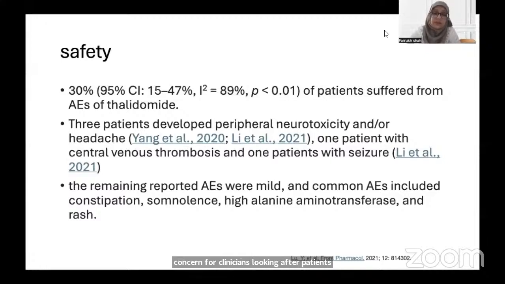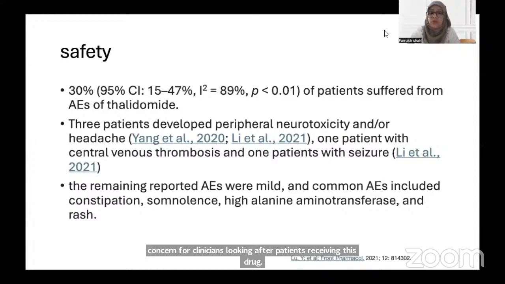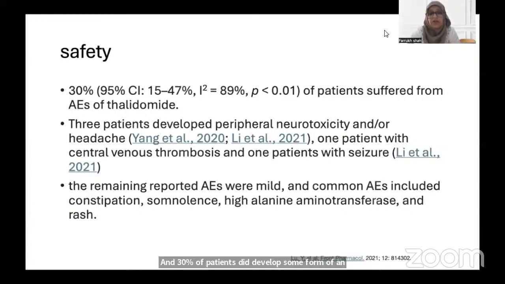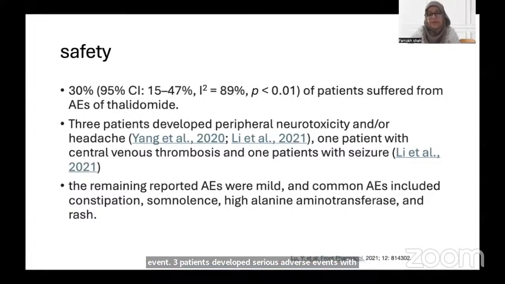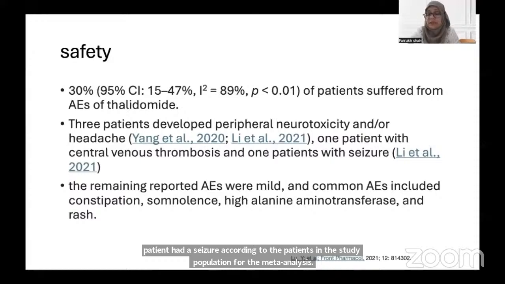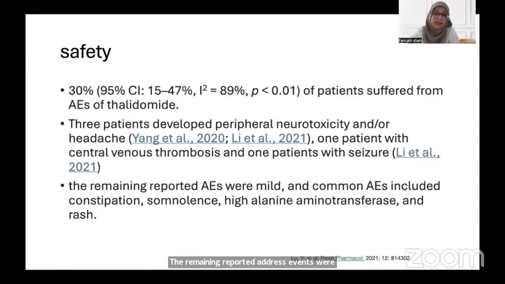Now, the safety of thalidomide is obviously a major concern for clinicians looking after patients receiving this drug. And 30% of patients did develop some form of an adverse event. 3 patients developed serious adverse events with peripheral neurotoxicity or headache, and 1 patient had a central venous thrombosis, and 1 patient had a seizure, according to the patients in the study population for the meta-analysis. The remaining reported adverse events were mainly mild, and common events included constipation, sleepiness, and a high ALT, and a rash in some patients.